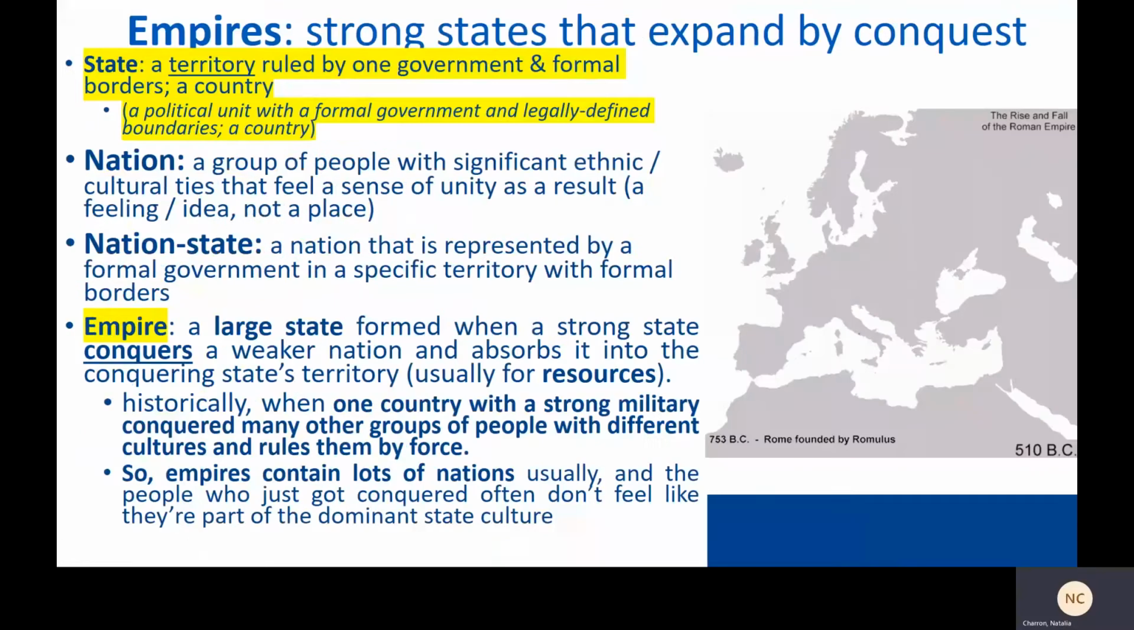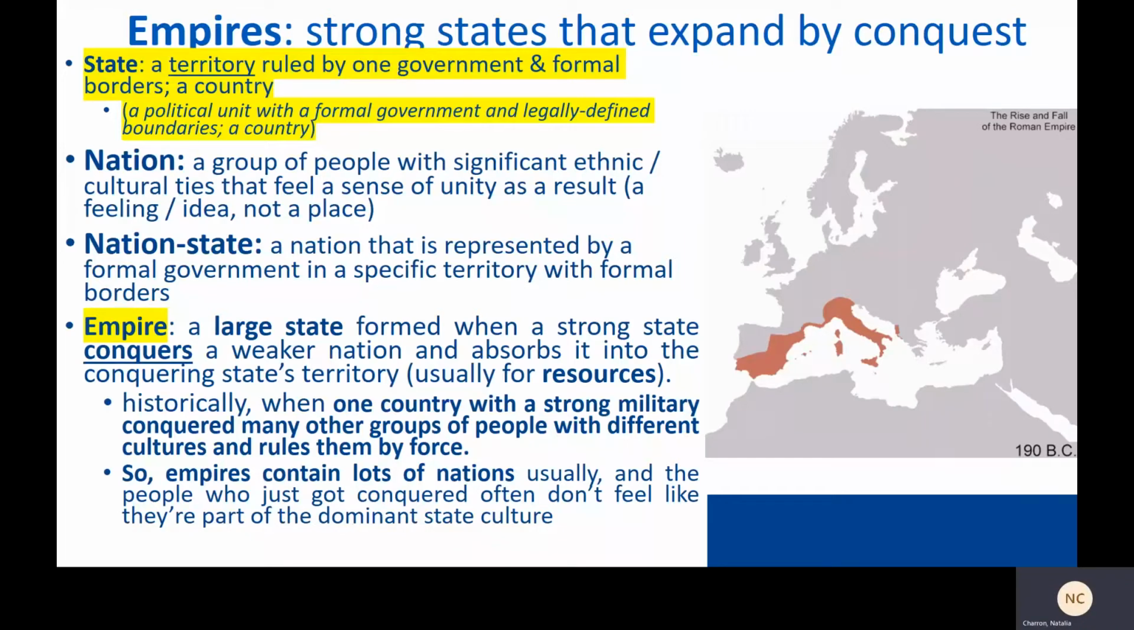Next, we're going to talk about states and empires. First, empires are the bread and butter of world history class. Most of what we study in this class has to do with empires or effects of empires having done their thing. Empires are strong states that expand by conquest.